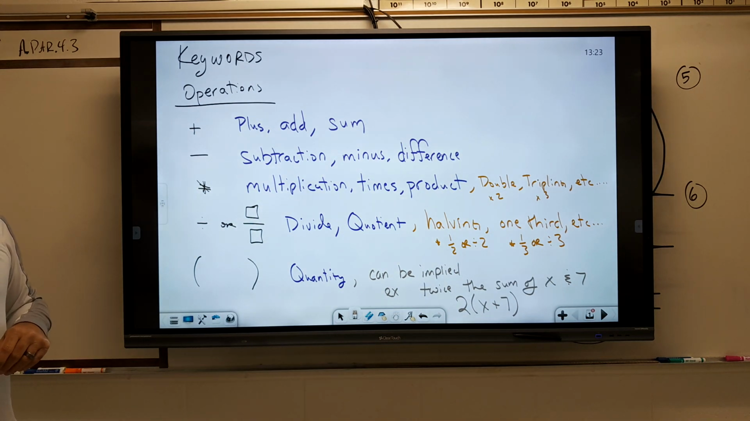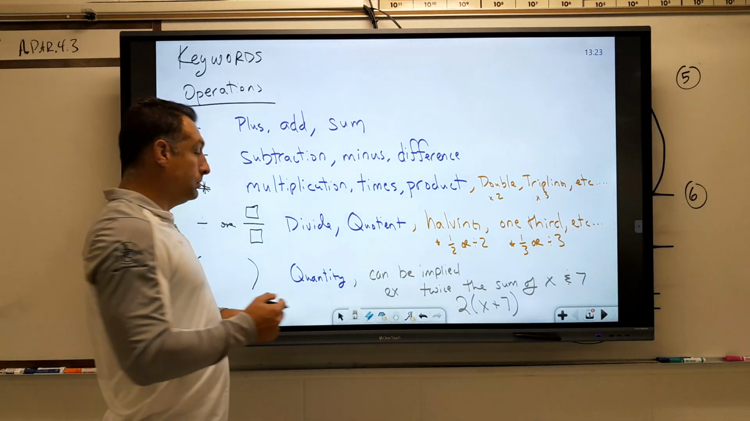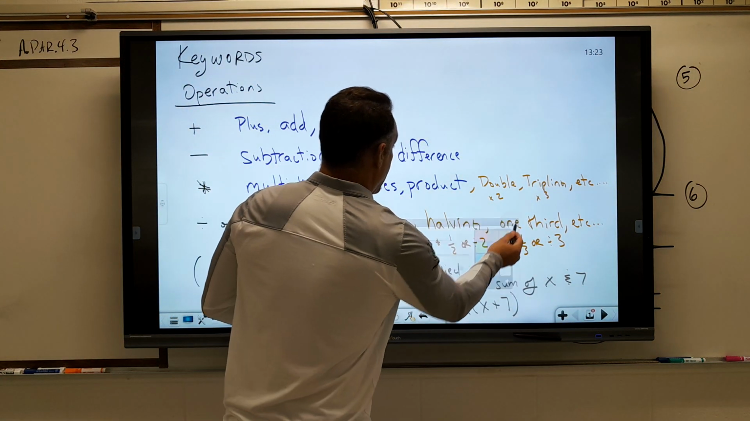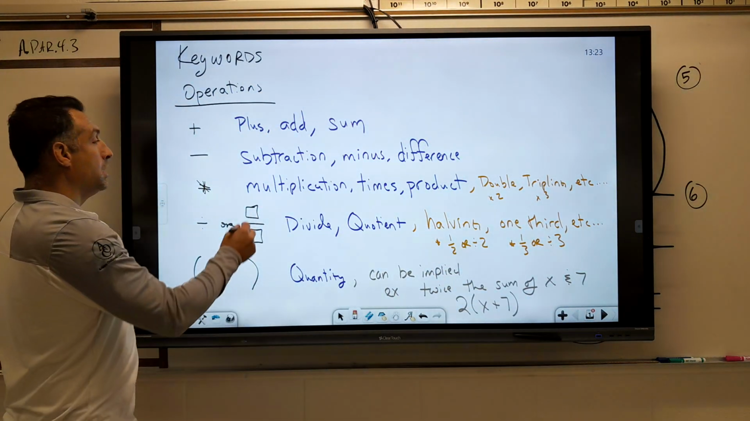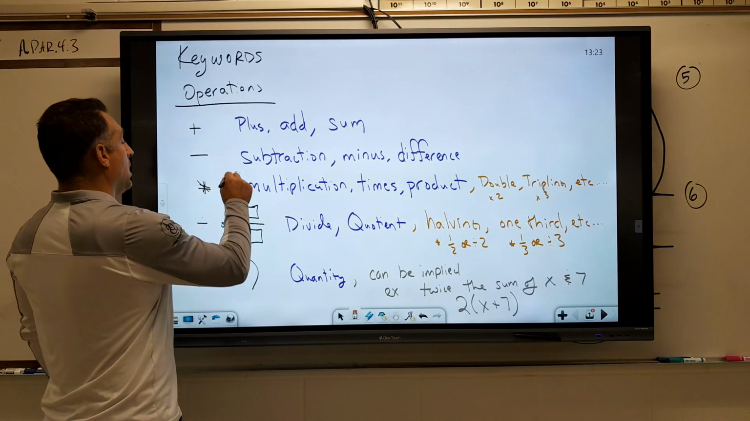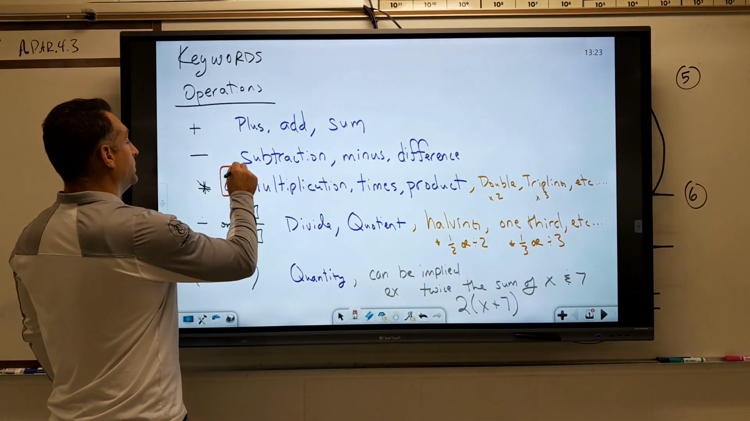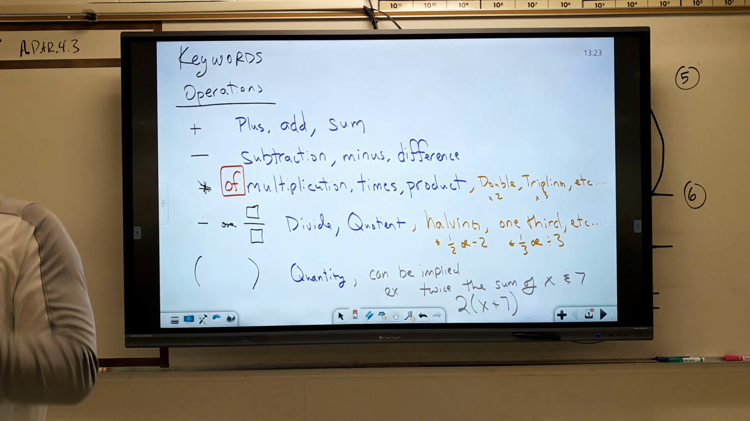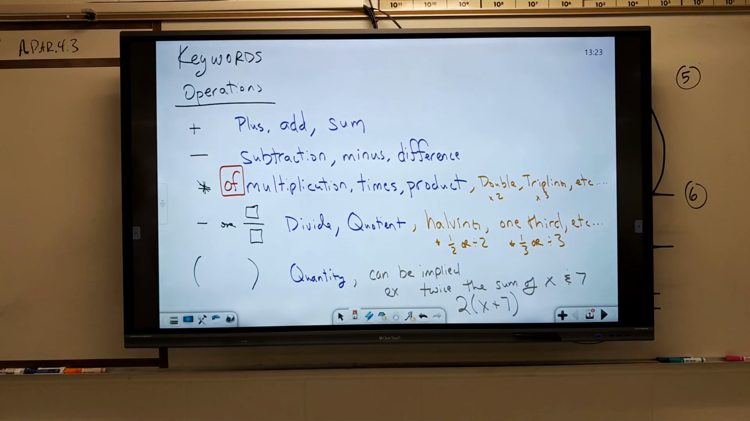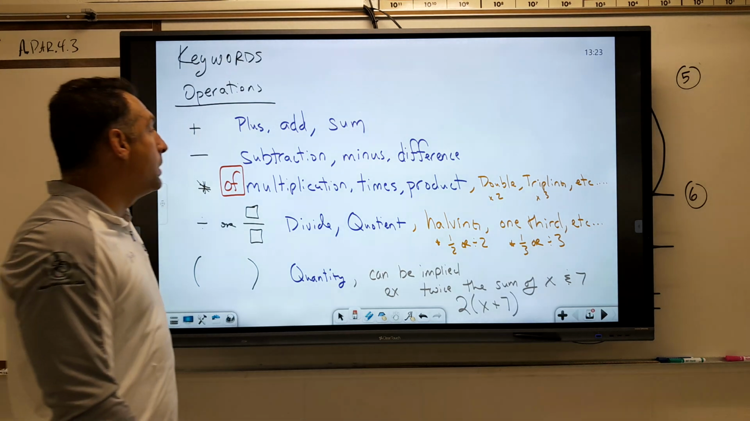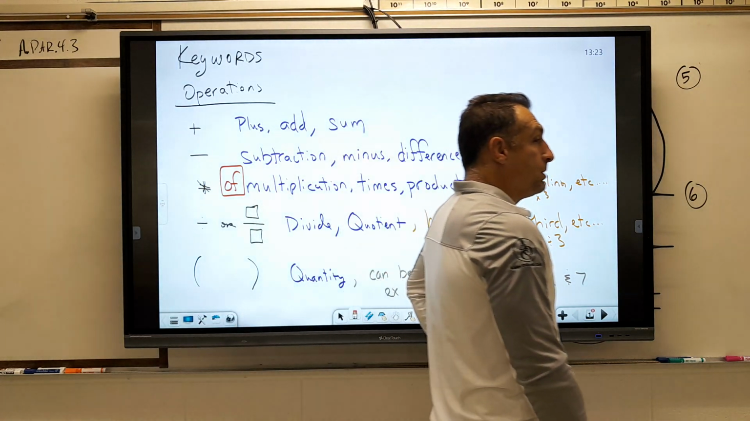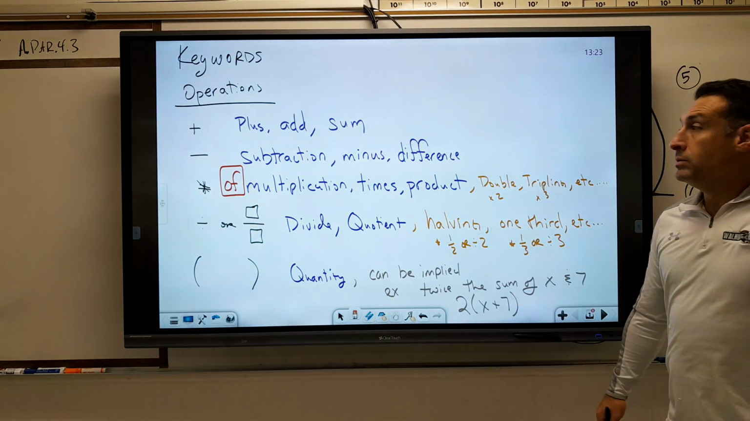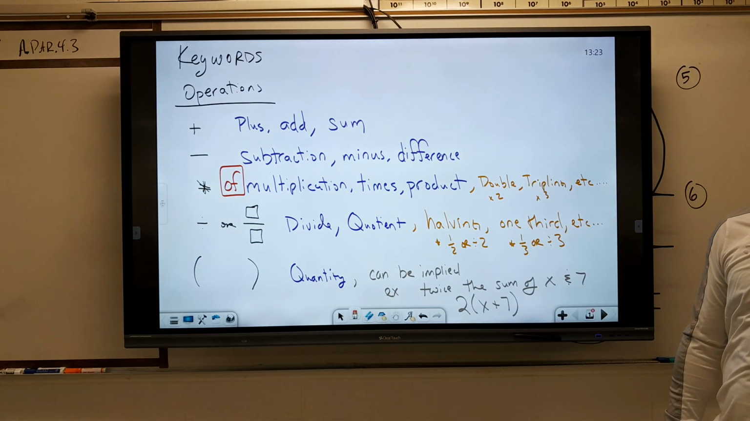There's another word for multiplication I didn't think of to tell you. It's the easiest one of all. Of. When you're seeing the word of, it means multiplication.